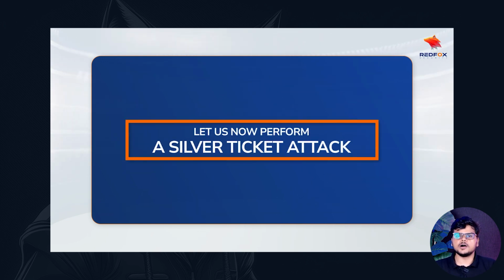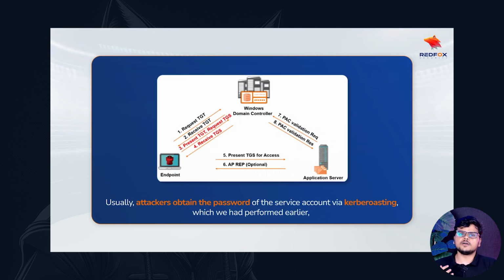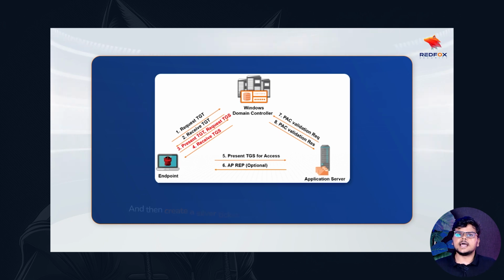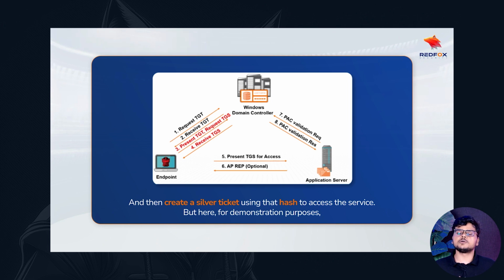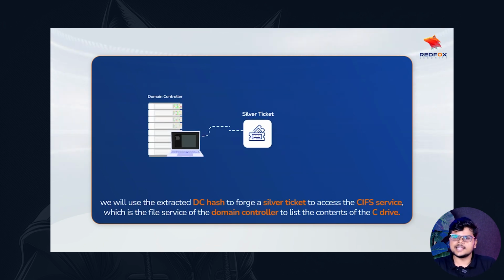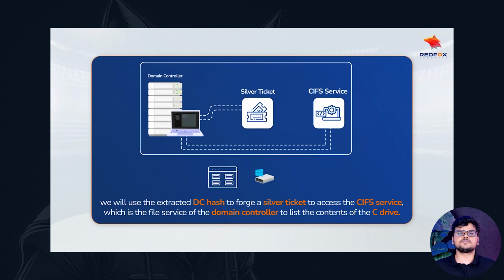Let us now perform a silver ticket attack. Usually, attackers obtain the password of a service account via Kerberoasting, which we have seen earlier, and then create a silver ticket using the hash to access the service. But here, for demonstration purposes, we will use the extracted DC hash to forge a silver ticket to access the CIFS service, which is the file service of the domain controller, to list contents of the C drive.